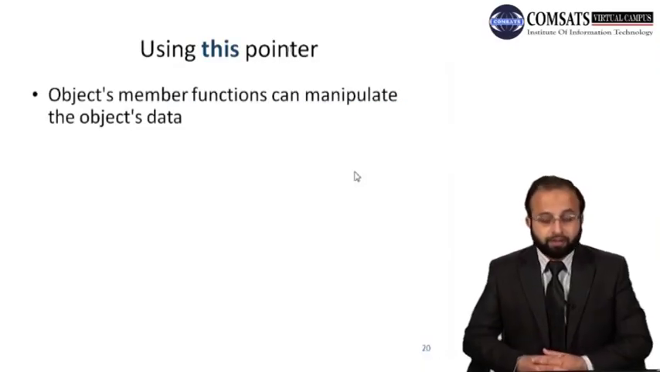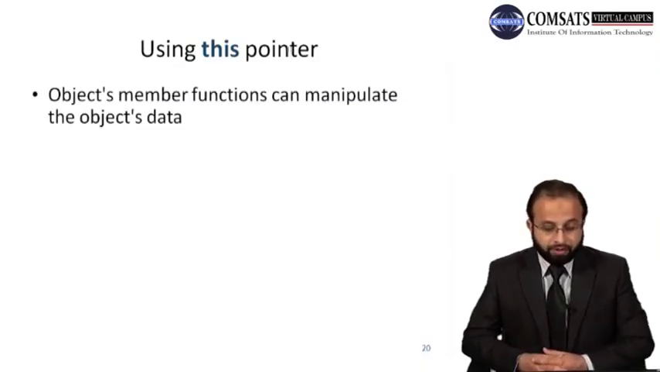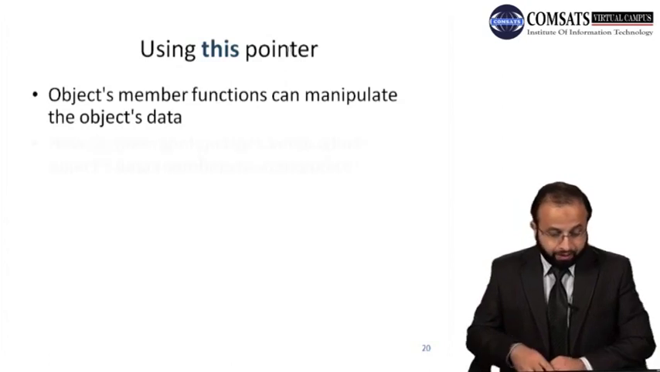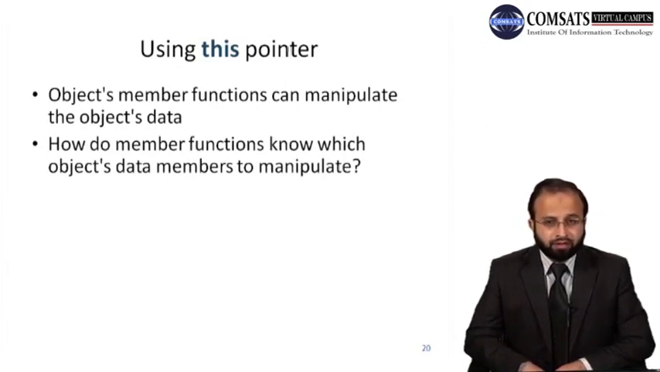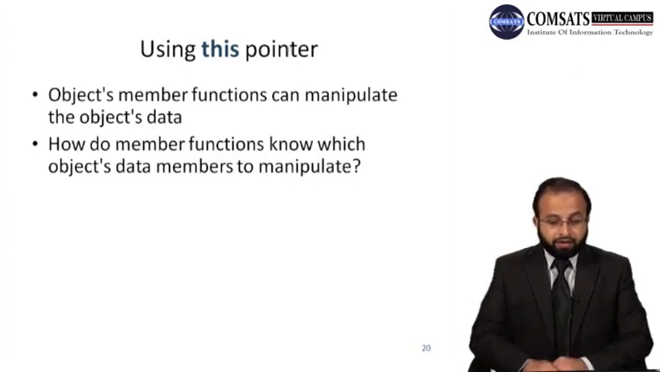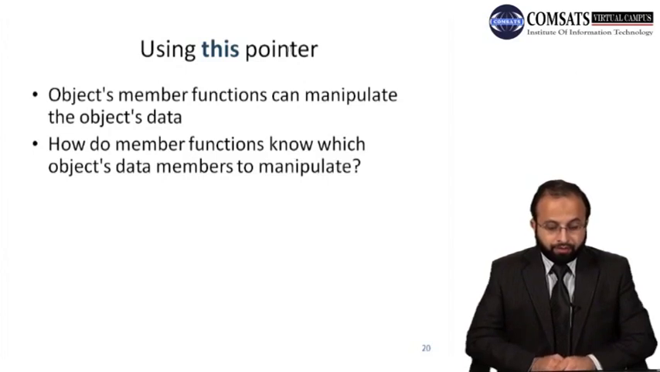Using the this pointer, the object's member function can manipulate the object's data. That is what we already know. How do member functions know which object's data to manipulate? You call the member function using some object. Now you are not passing any information of object 1 to that function, right? So what is the mechanism to get access to the private data members of the class? How does the member function know which object's data member to manipulate? And that is possible using the this pointer.